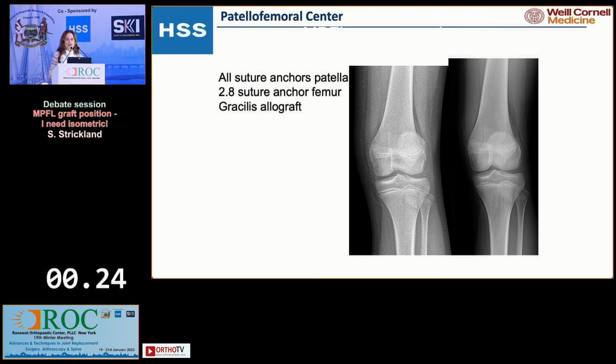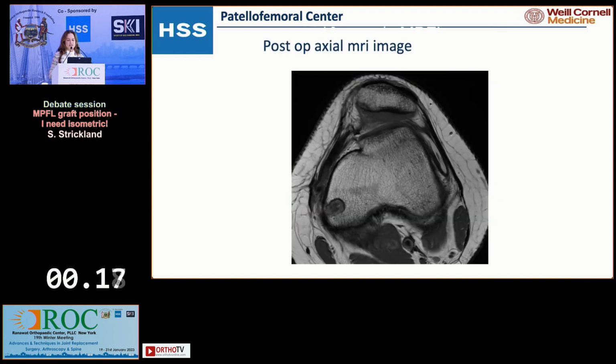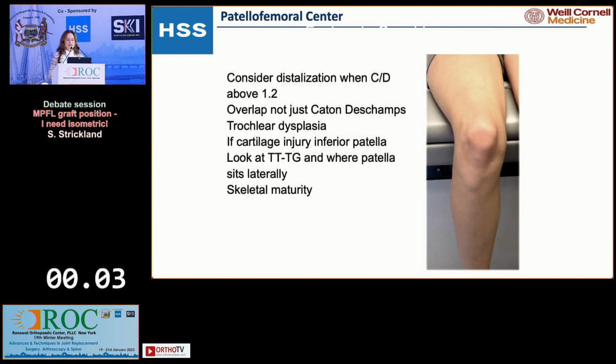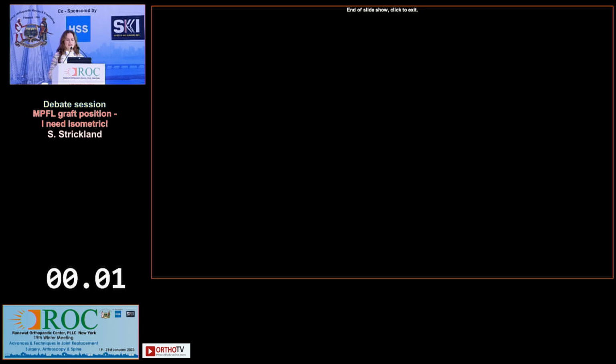You're going to operate on her again once she's skeletally mature, because I think in this case you're probably not going to get away with just an MPFL with this much deformity. So you can see the post-op axial MRI image looks fine, but you can see that de jour D trochlear dysplasia. I don't think this is going to last for the duration, and we'll see what the 5-year outcome is on patients like this. So thank you very much.